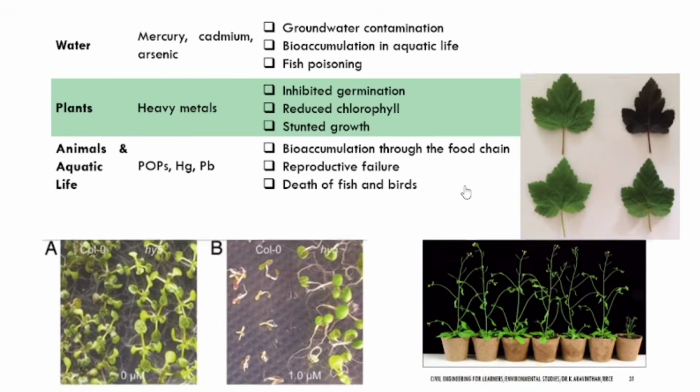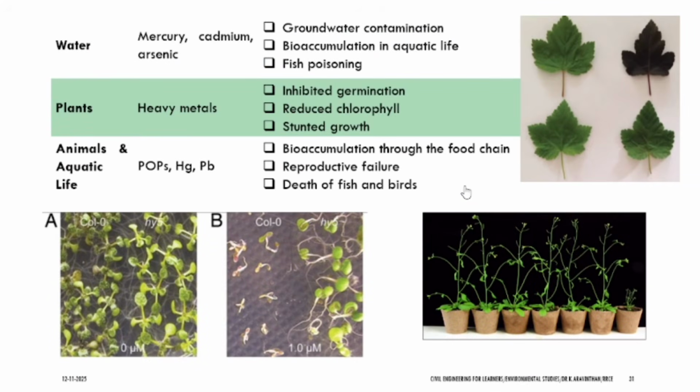Next thing is water: mercury and cadmium contaminate the water. For plants, if heavy metals contaminate them, it affects germination. If you have contaminated soil and you are growing some seeds there, it will not grow quickly. Can you see the difference? In the contaminated place, plants will not grow quickly, whereas normal germination will be much higher.